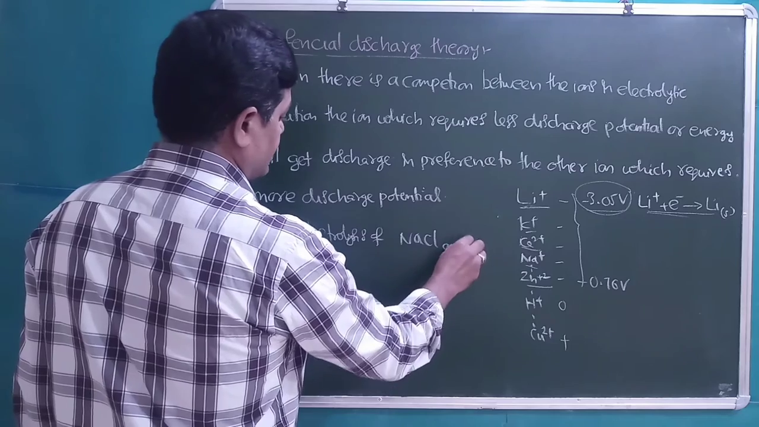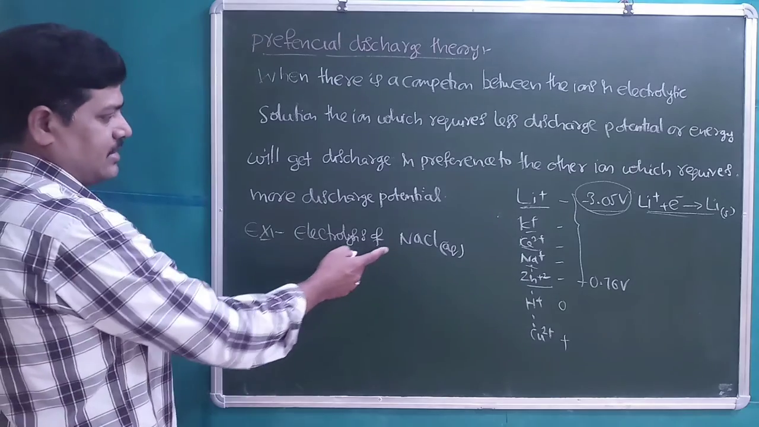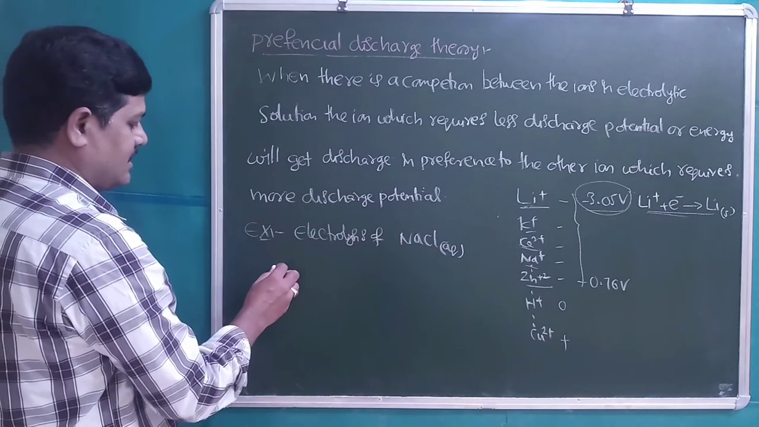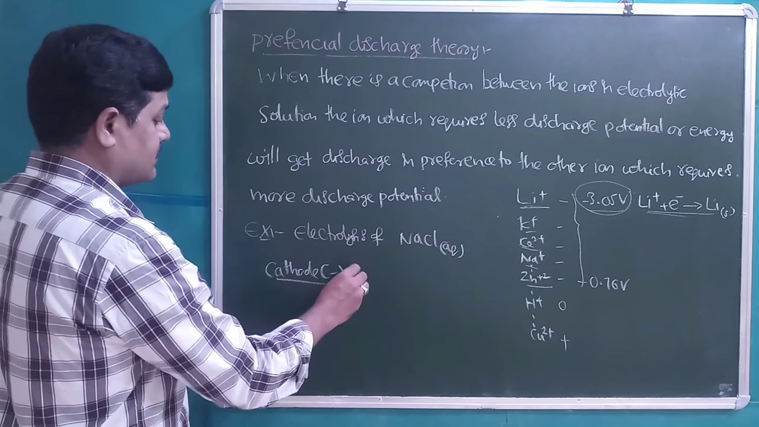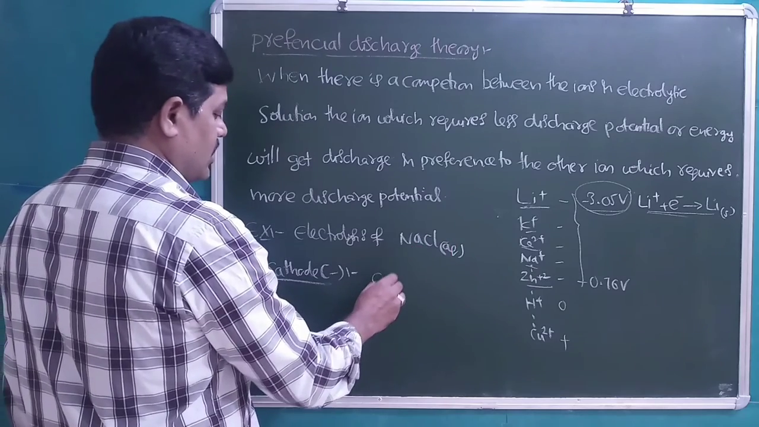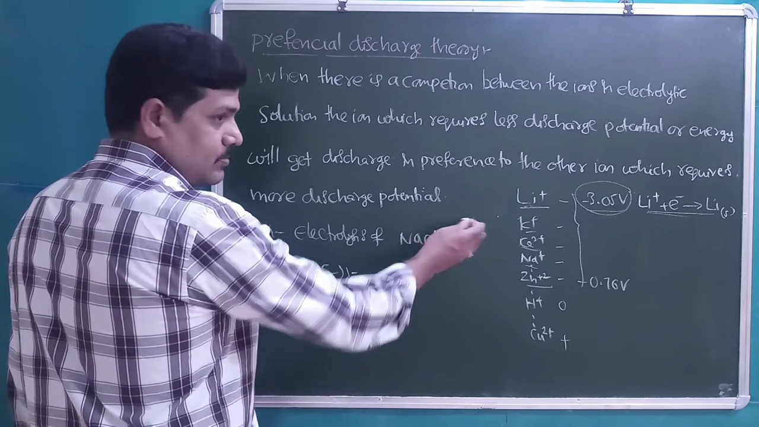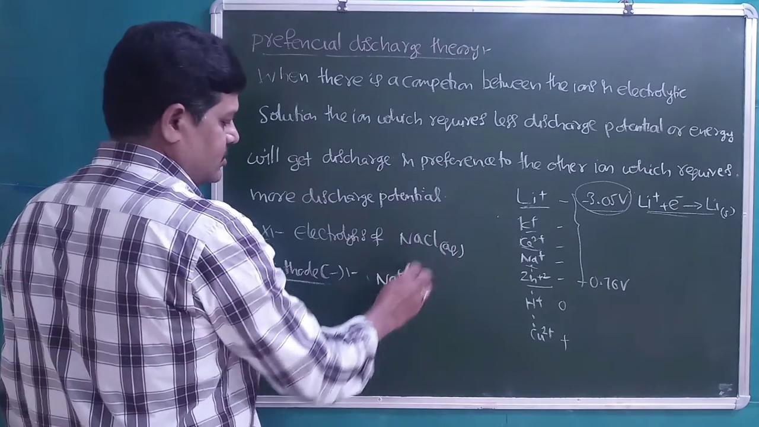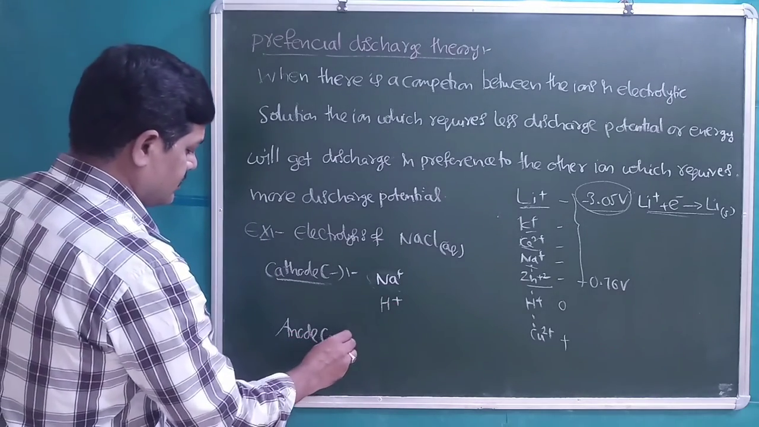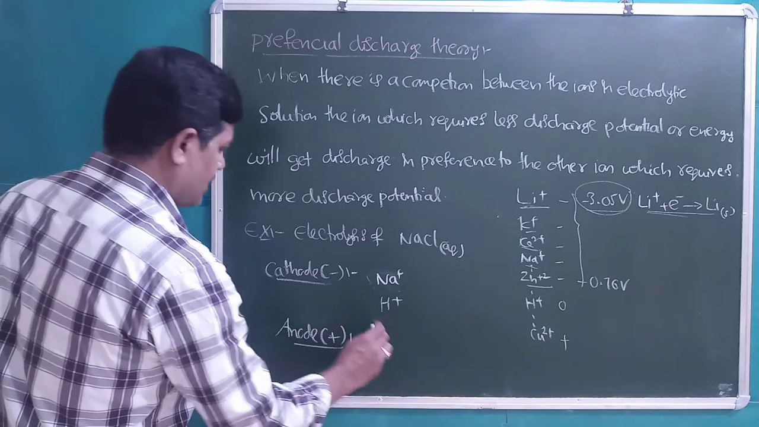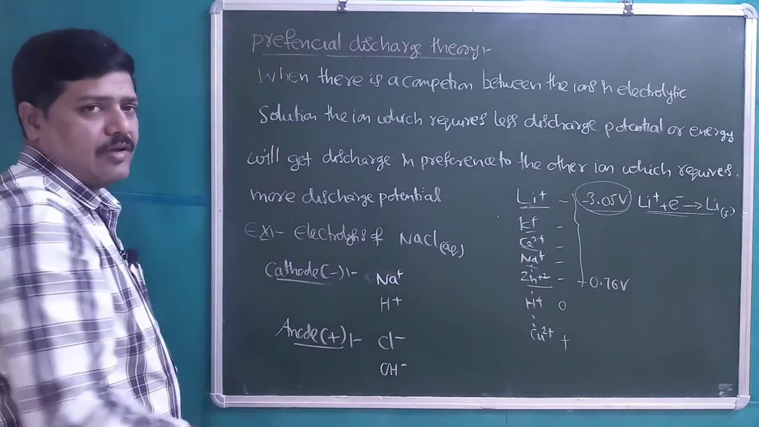NaCl aqueous. Students, when it is molten NaCl, only Na+ and Cl- ions are present. But in aqueous solution, the charge on the cathode is negative, and here there is a competition. Two cations will come, Na+, and due to ionization of water, H+. At the anode, the charge is positive. Here two anions will come, Cl- and OH-. So there is a competition between the ions.